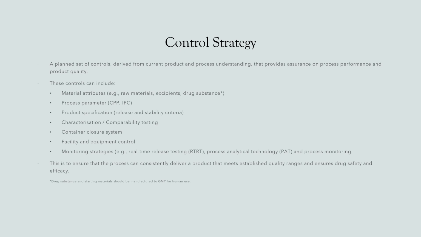So what have I got? A planned set of controls derived from current product and process understanding that provides assurance on process performance and product quality. So let's just go through that list. The elements can be material attributes. Your raw materials, where you source them, are important. You need to consider the lifetime sourcing of your raw materials if they are really important for your drug product.